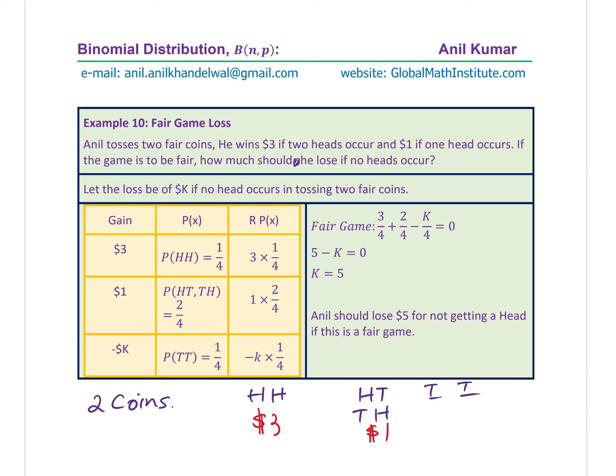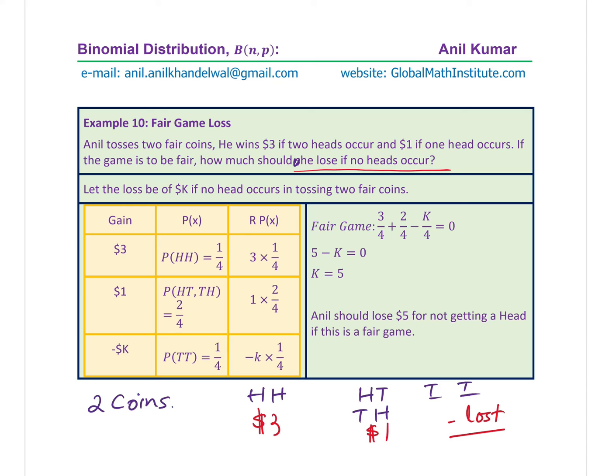So what we could do here is find the average earning, right? And then we can figure out what the fair price could be. So now the question is, Anil tosses 2 fair coins. He wins $3 if 2 heads occur and $1 if 1 head occurs. If the game is to be fair, how much should he lose if no heads occur? All right. So if no heads occur, he's not going to get his money back. So he loses all the money invested. You get the idea, right? So lost. That is what we are going to check.